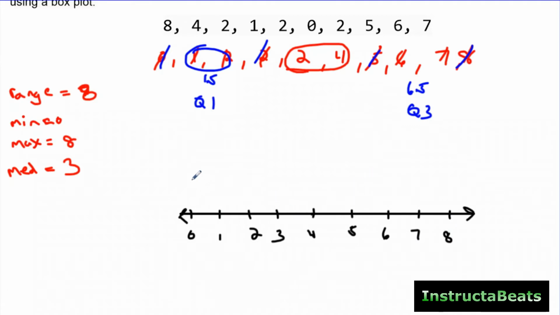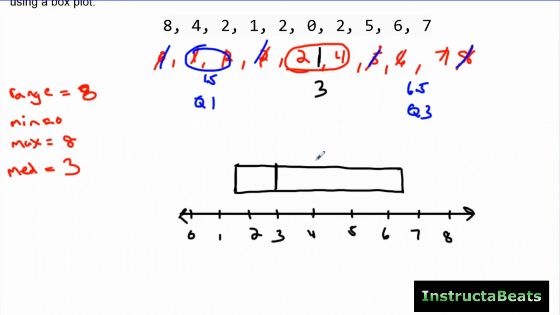When you make a box and whisker plot, you're going to start with your median, your first quartile, and third quartile. So I know my median was 3. Right here, I'm going to draw a line, because I'm going to be making a box right here. My first quartile was 1.5, so kind of in between right there. My third quartile was 6.5, so right here. And then I'm going to make a box. So here you can see my median, or your second quartile.